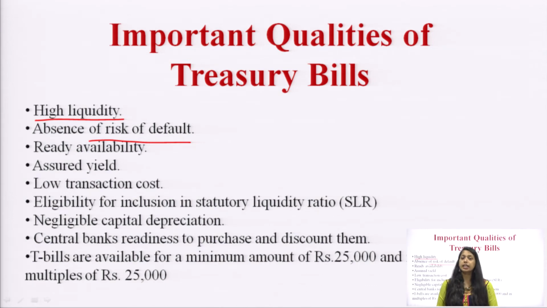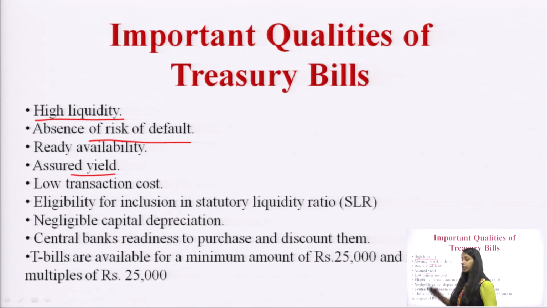The next point is ready availability. It is easily available. So it is not something for which you have to go to the market and wait for a time when it will come to the market, and when can I buy it, what is the right time to buy it. No, nothing of that sort. It is readily available. So whenever you think that I have to buy a T-bill, you can easily buy it during the process of auction.